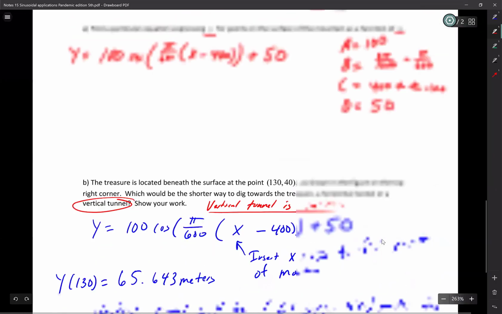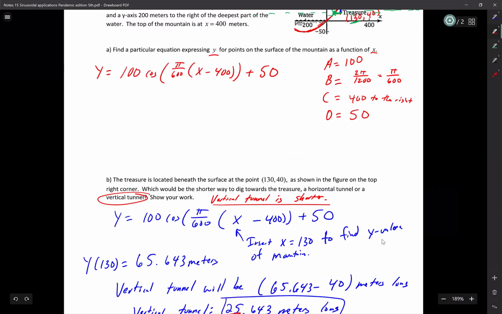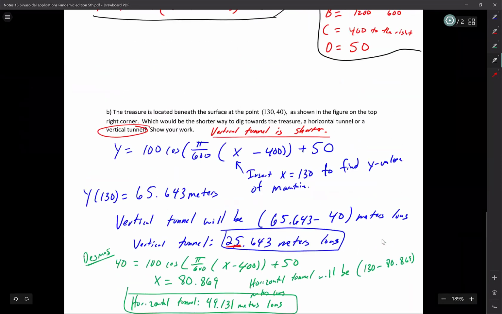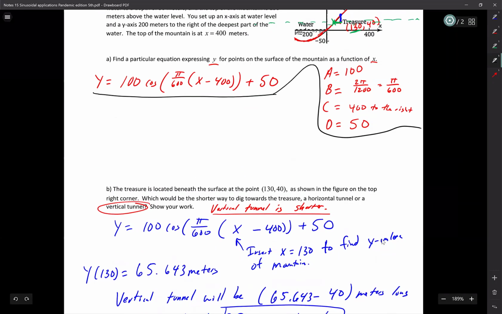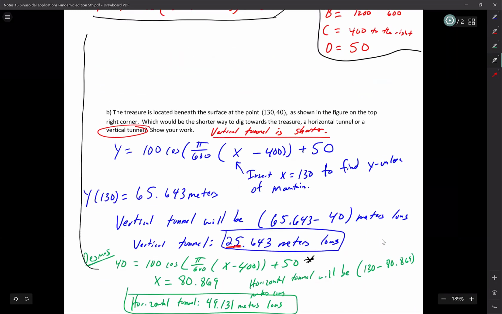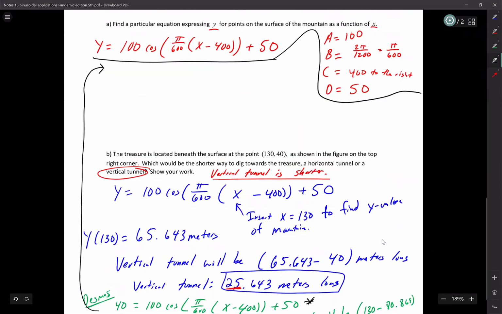All right, guys, let me show you how you should really be doing it for those that want to see the work. So start with this equation. And what we're going to do is solve for x. So I'm going to write it right here. So here we go. 40 equals 100 cosine pi over 600 x minus 400 close plus 50. So I want to solve for x.